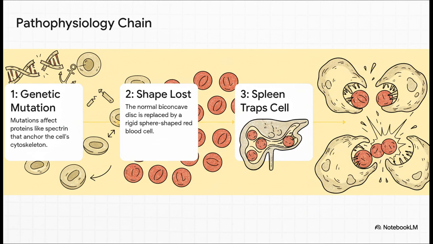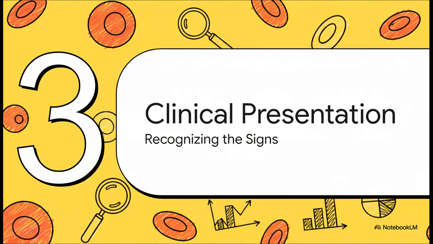Now, here's the real problem. That rigid sphere can't squeeze and deform like a normal red cell can. So when it gets to the spleen, it gets stuck in these super narrow passages. And what happens when it gets stuck? It's engulfed and destroyed by macrophages. And since this destruction happens outside the blood vessels, in the spleen, we call it extravascular hemolysis.